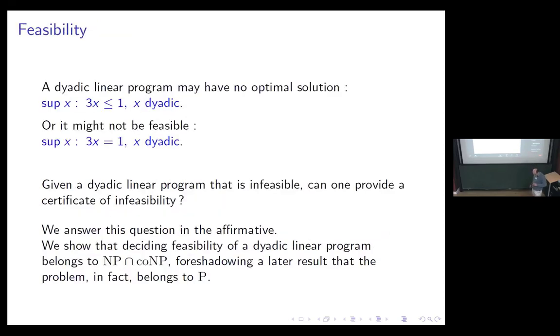So let's start with feasibility. Notice that a dyadic linear program may have no optimum solution. For example, this is just a one variable problem: 3x less than or equal to 1, x dyadic. Well, I don't have an optimum solution in this case. In fact, I might not even have a feasible solution at all. If I'm saying 3x equals 1, x dyadic, I don't have a feasible solution.